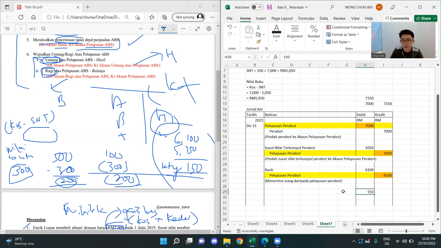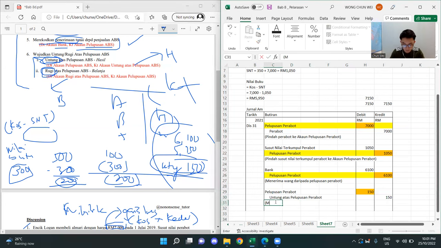Make sense or not? And this one we must call it pelupusan perabot. So now 7,000 plus 150, it becomes 7,150 already. So it becomes imbang. So this is how you get this figure. After you get this figure, the credit must be for the hasil here, for untung atas pelupusan perabot, 150. Because debit and credit must be the same. So at the end, it's the same, 150, we calculated 150 for untung.